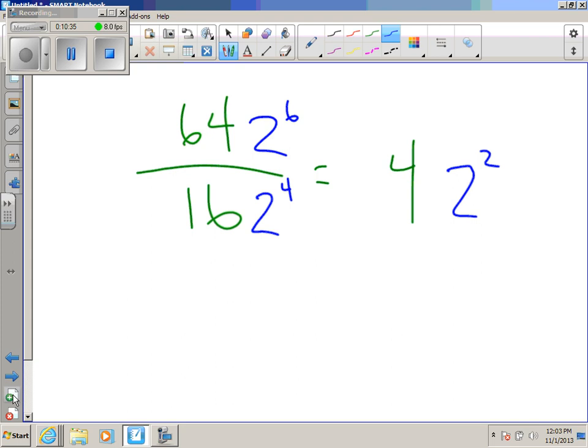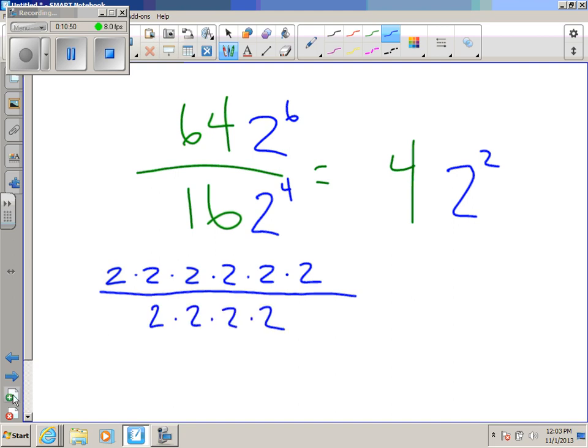So up on top, I have 6 2's, 2 to the 6th power. On the bottom, I have 4. Now what I can start doing is canceling out. A 2 and a 2, a 2 and a 2, a 2 and a 2, until I have how many left?